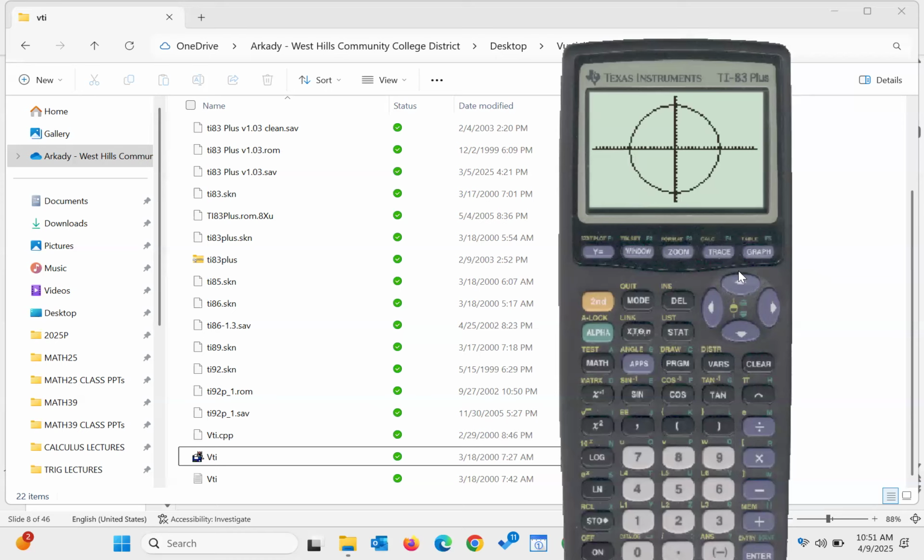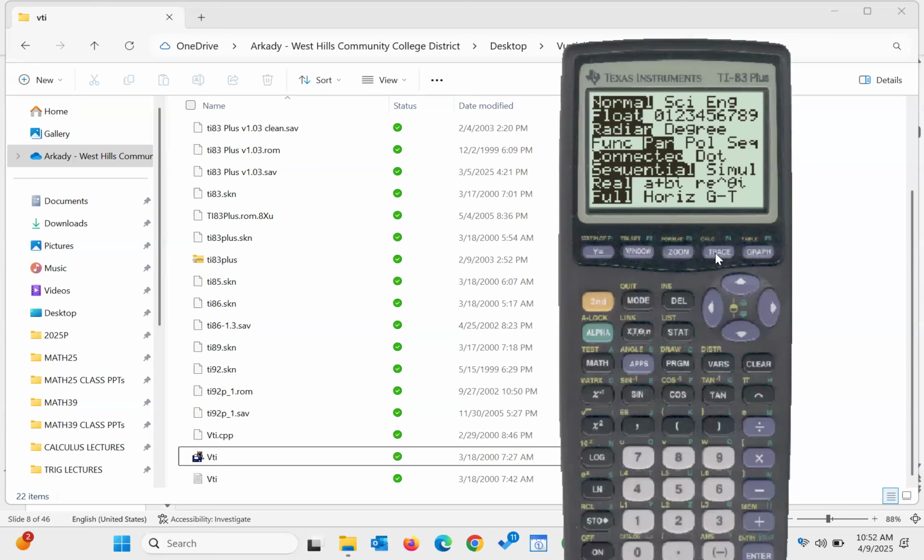Now the question is, let's turn this into degrees. We want the same exact graph, but now in degrees. You just have to make sure that your t values and your mode correspond with each other. So to change it to degrees, we're going to go to mode again, change this to degrees, switch to degree mode, and click enter.